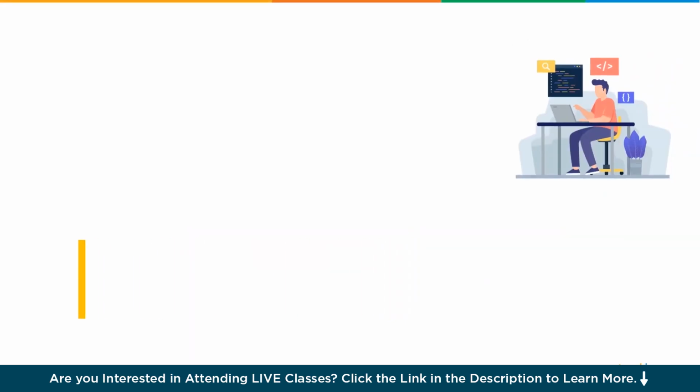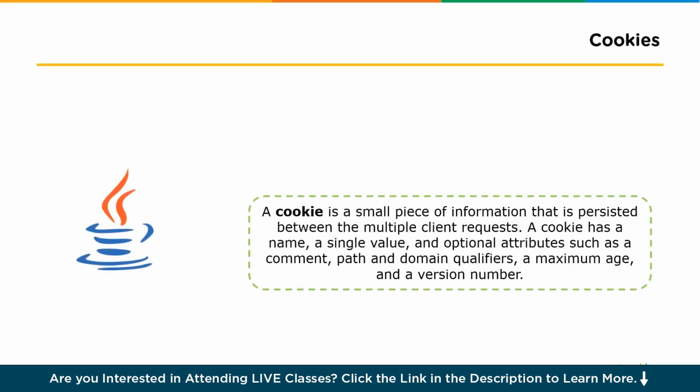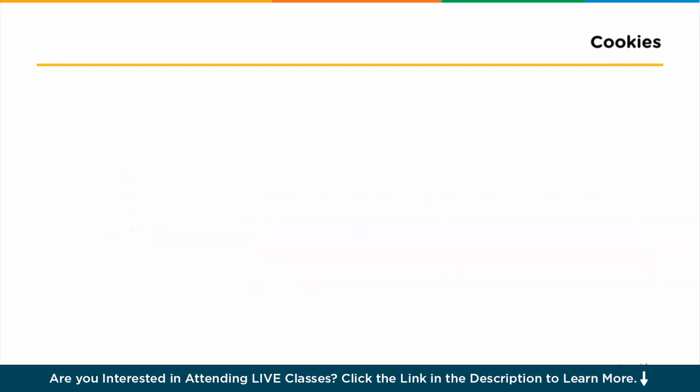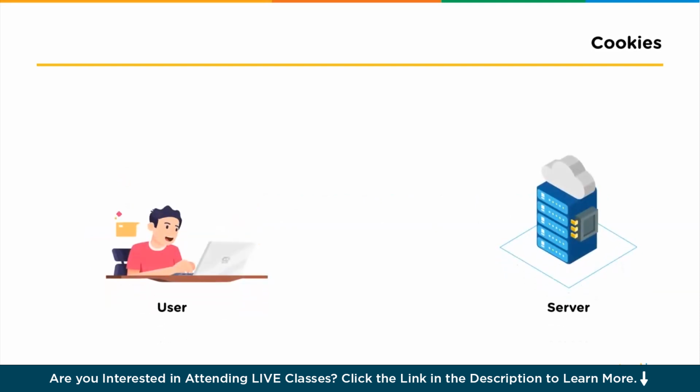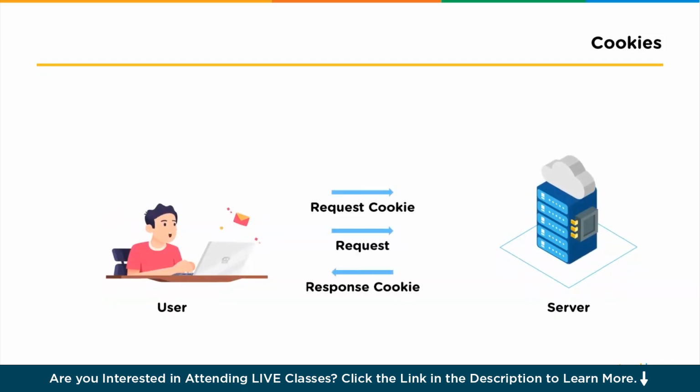Now, after session tracking, we will enter into cookies. A cookie is a small piece of information that is persisted between multiple client requests. A cookie has a name, a single value, and optional attributes such as comment, path and domain qualifiers, a maximum age, and a version number.